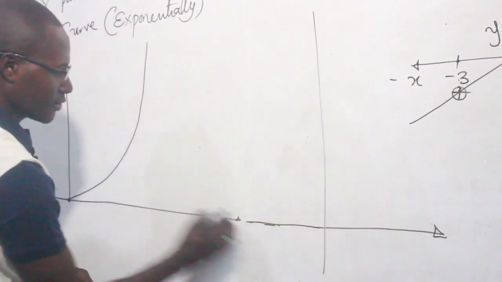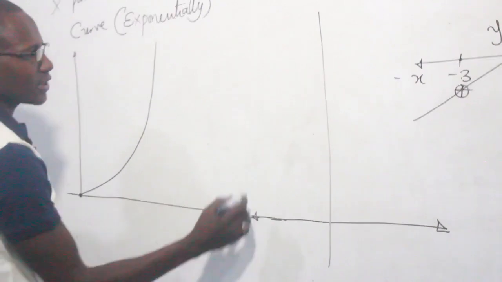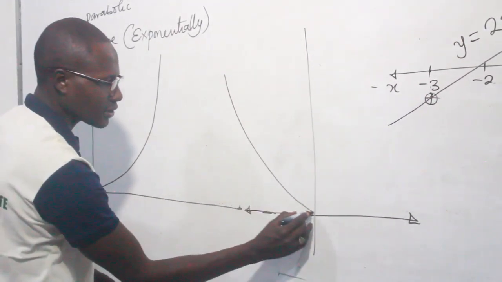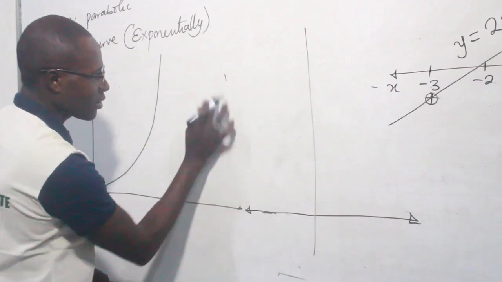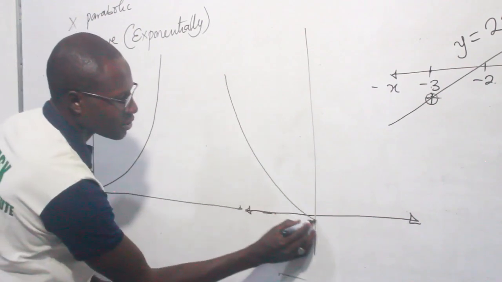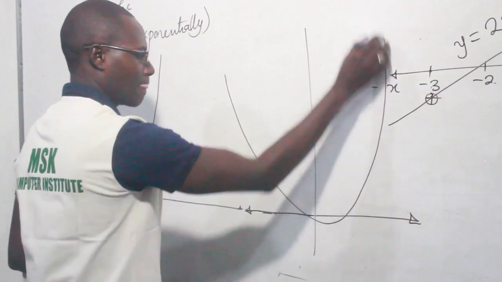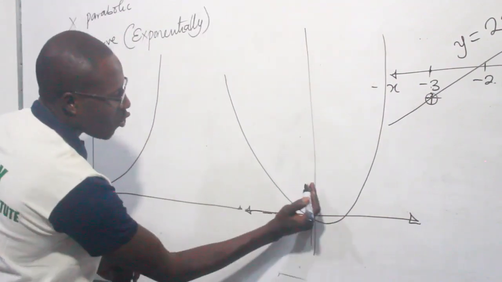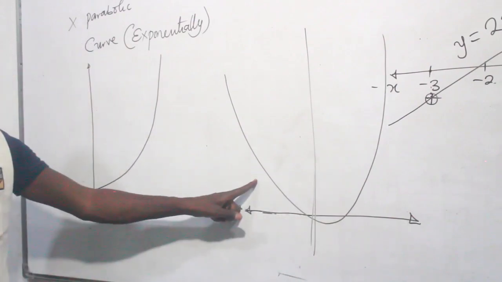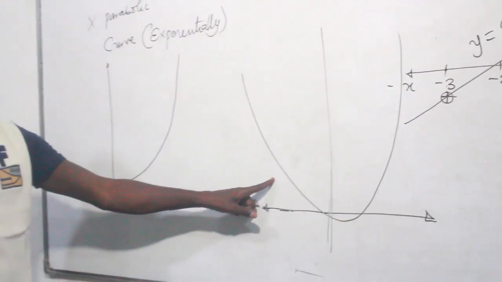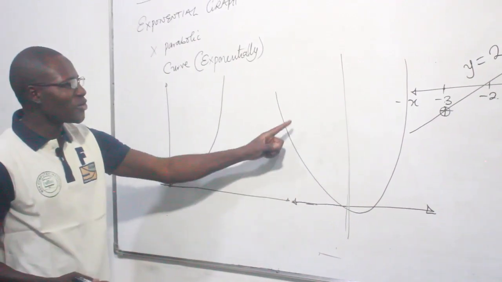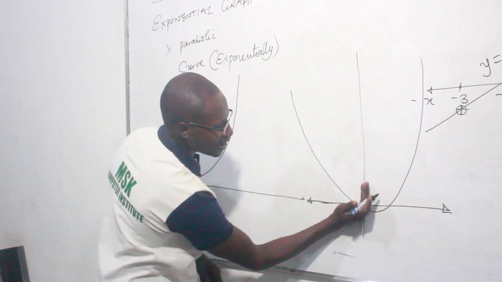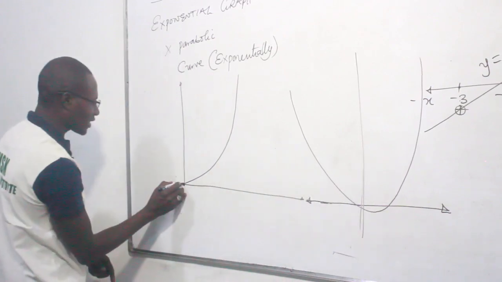If this is a quadratic graph, it looks like this. Let's assume this is a quadratic graph. So if you divide this graph into two, one part of it will be an exponential graph. This is just an assumption. If you have this type of graph and divide it into two, this part may be something like this.